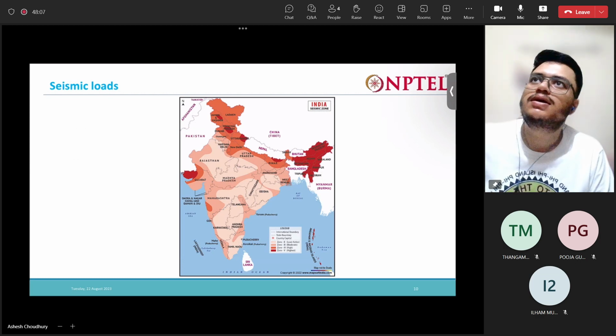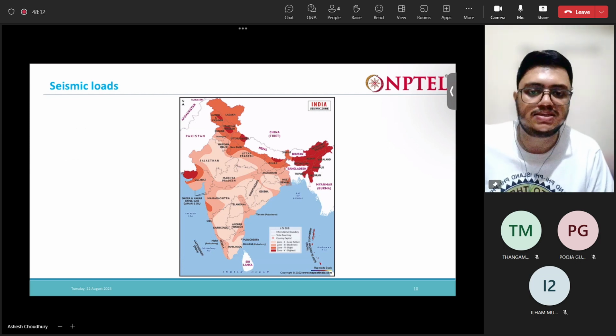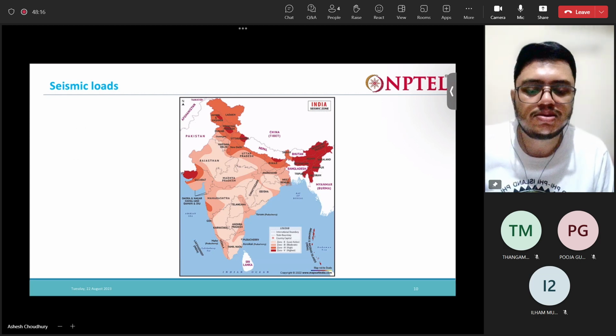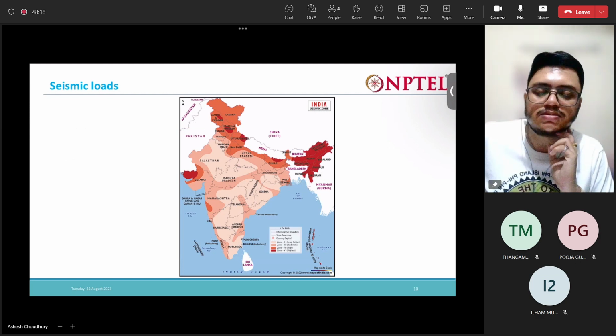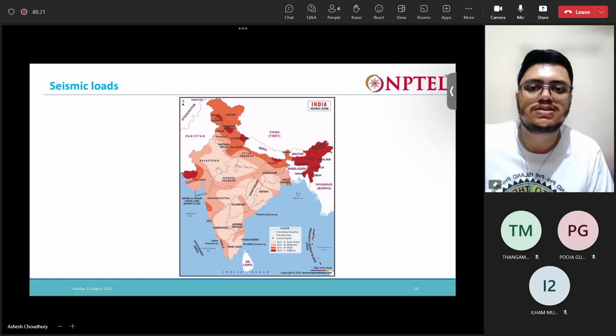Recently, I heard that they are considering up to zone 6 in India. So they are increasing the number of zones up to zone 6. Let us see when that comes into application.